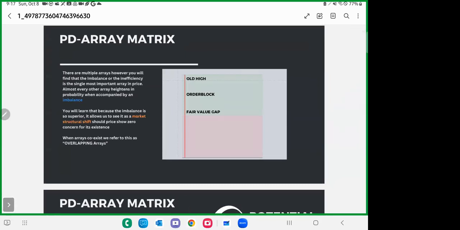So obviously there are multiple arrays, okay? However, what you guys will find is that the imbalance or the inefficiency is the single most important array in price. So almost every other array heightens in probability when it's accompanied by an imbalance. So we have the old high, the order block, and the fair value gap. These are what I consider when I'm looking at price. Everything else is, in my opinion, just an overlapping piece.